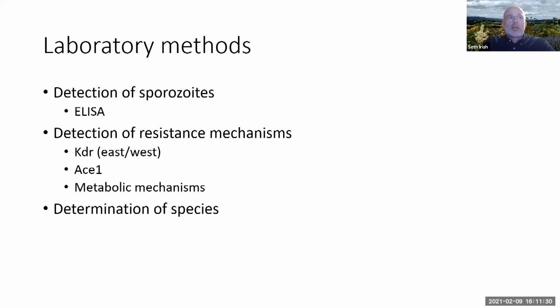And then, of course, we have the issues of species complex. And luckily, we have some PCR techniques to determine, once you know that you have an Anopheles gambiae, for example, then you can conduct a PCR to find out which species in the Anopheles gambiae complex you have.